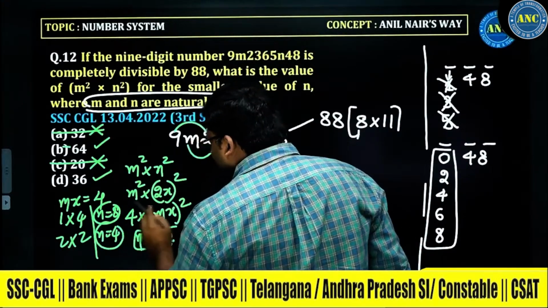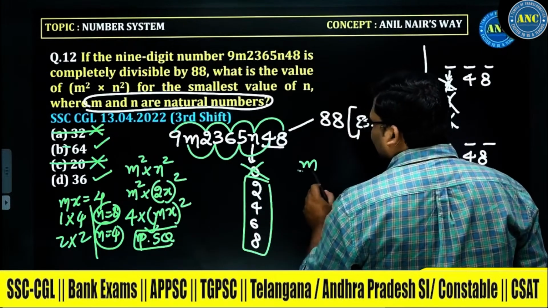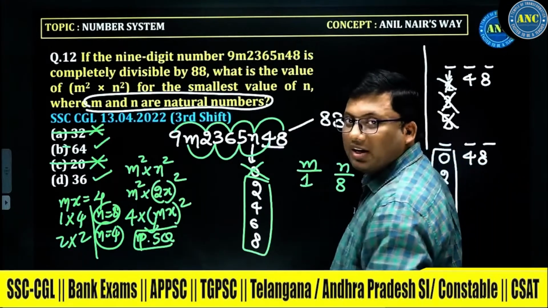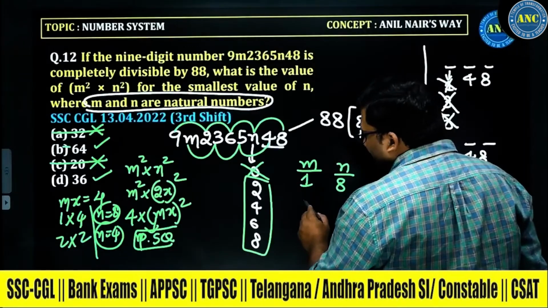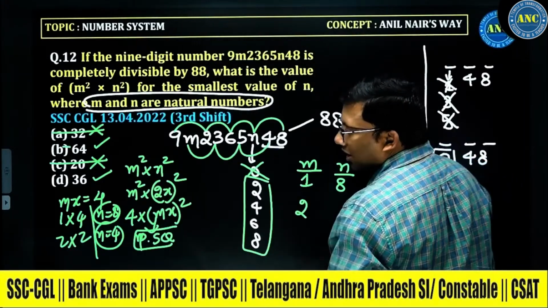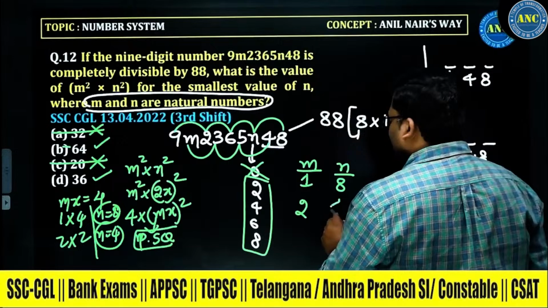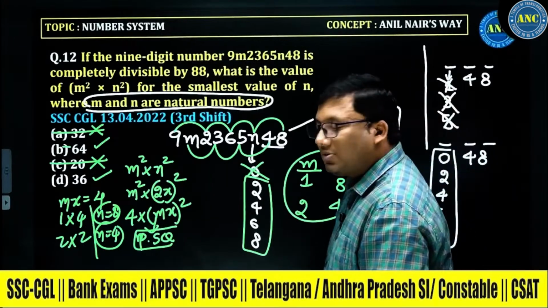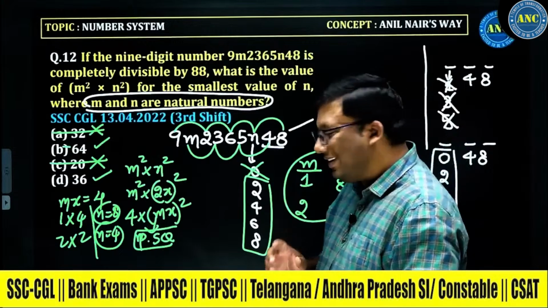N will be 4. That means check with m value 1 whether n value 8 is satisfying, is it divisible by 11, or if m value 2, n value has to be 4. Check which answer with these two values is getting divisible by 11. I hope the idea is clear.